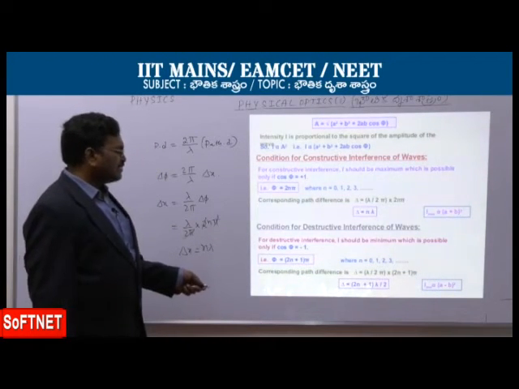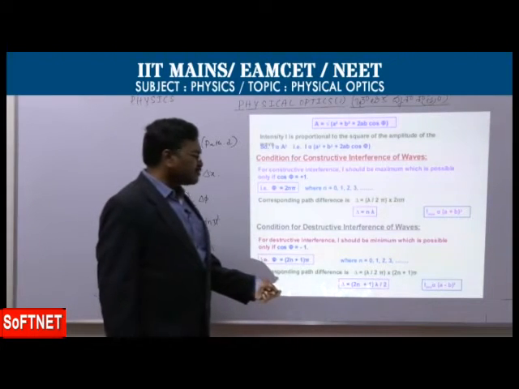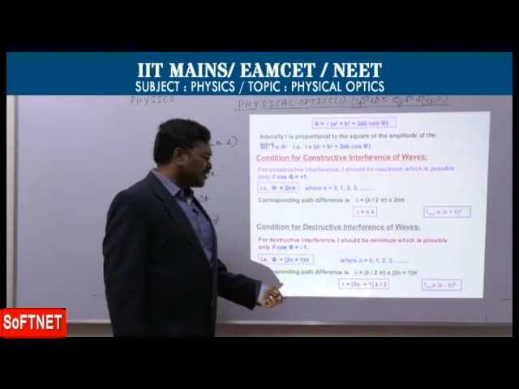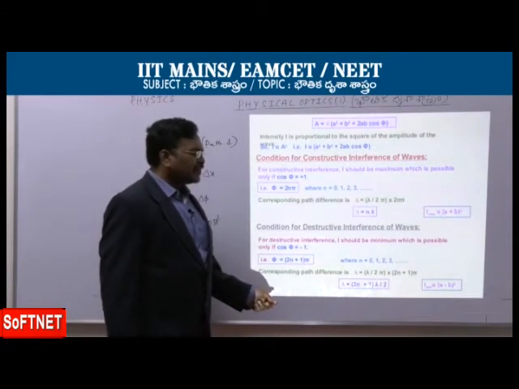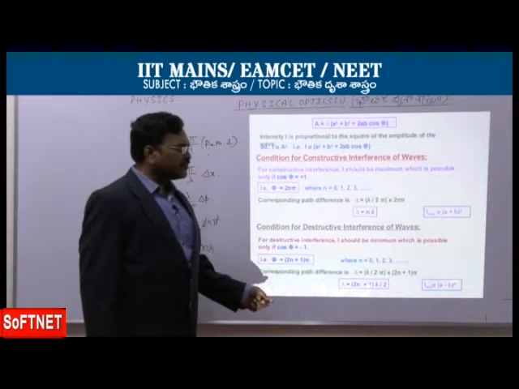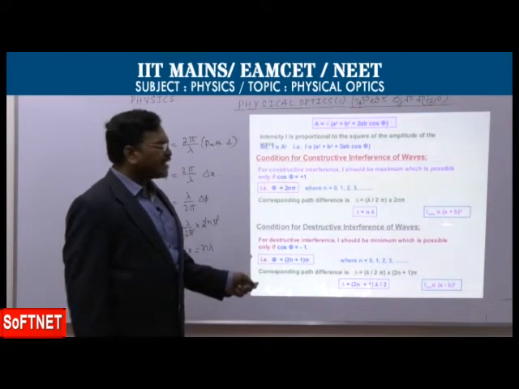Same thing here: we get destructive interference, and the path difference Δ is (2n+1) into λ by 2. So I minimum is proportional to (a minus b) whole square. And I maximum is proportional to what?